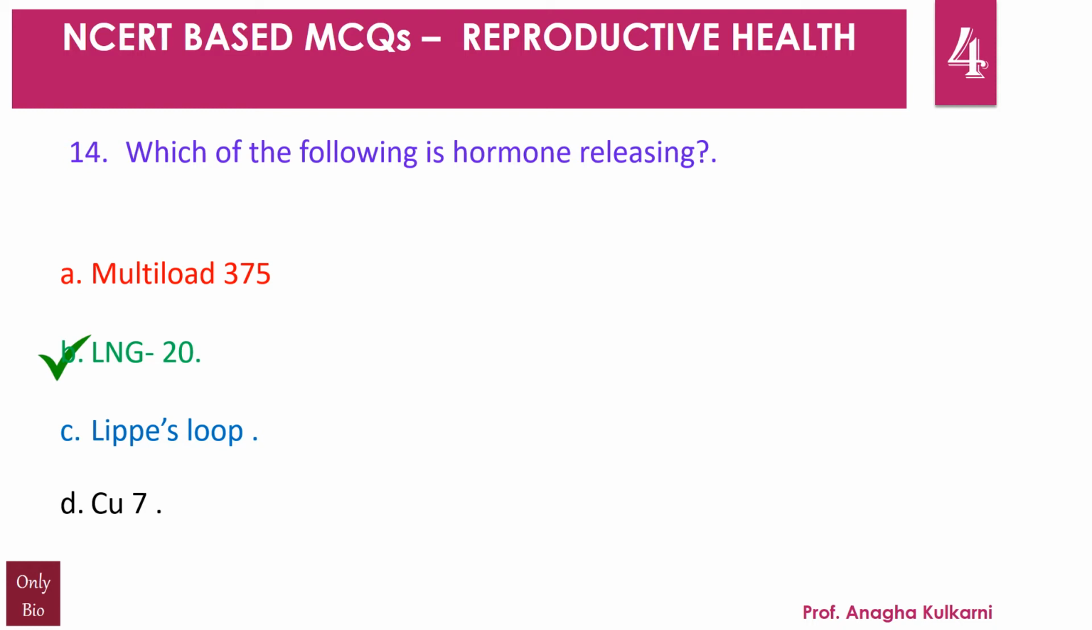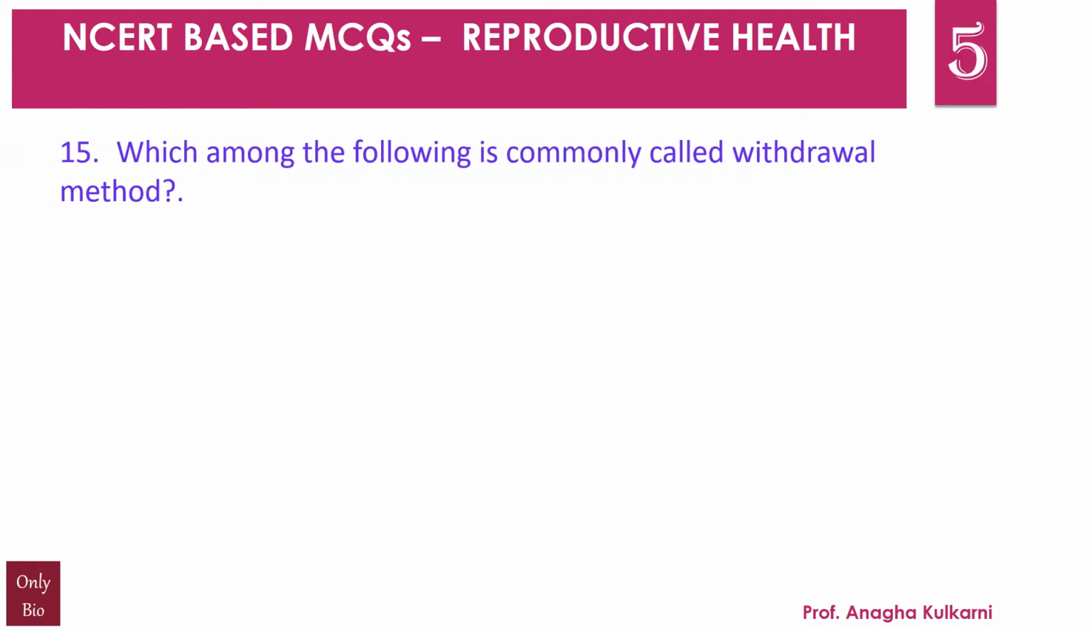See, intrauterine devices are ideal contraceptive methods which are used by females to prevent pregnancy. The hormone-releasing IUDs make the uterus unsuitable for implantation and the cervix hostile to the sperms. Hence, option B, that is LNG20, is the correct option. Now, Lippes loop is a non-medicated intrauterine device, whereas Copper 7 and Multiload 375 are copper releasing IUDs.